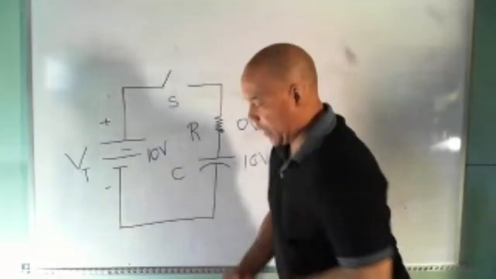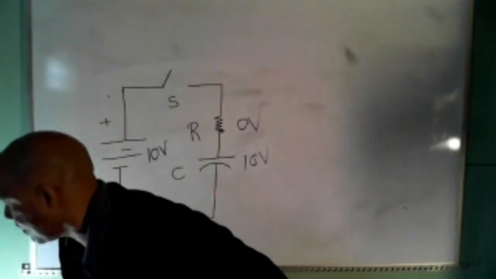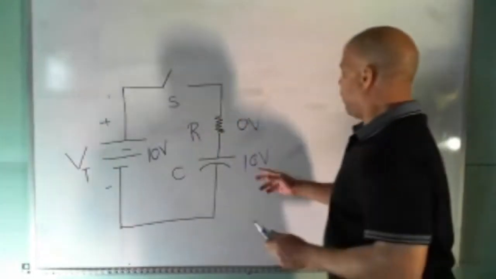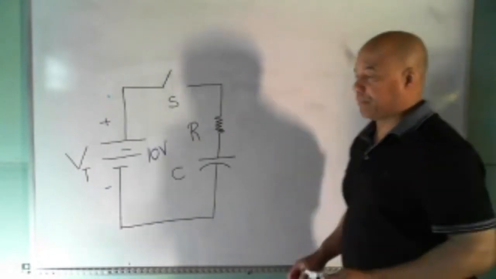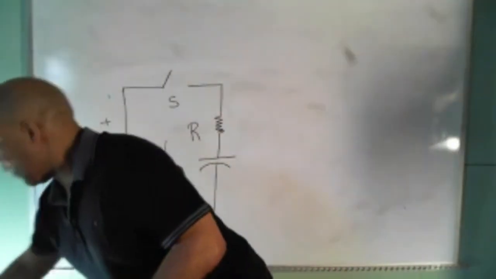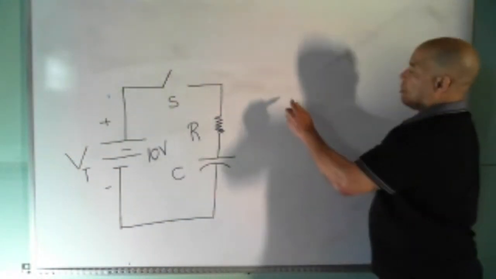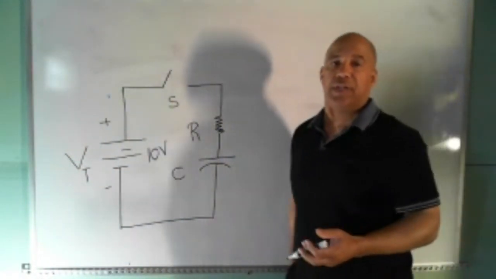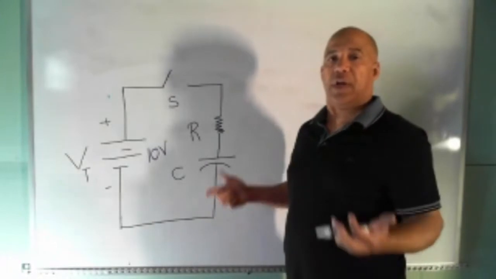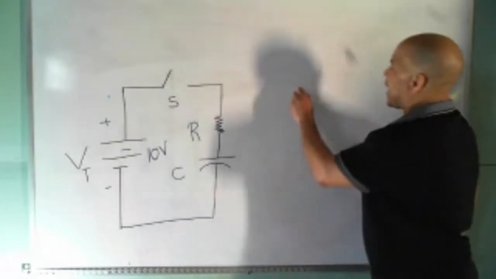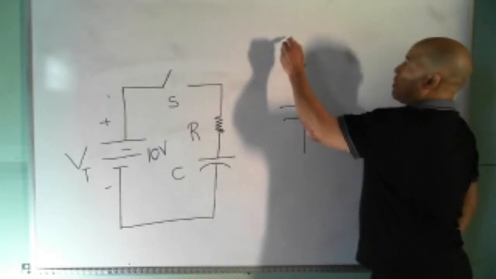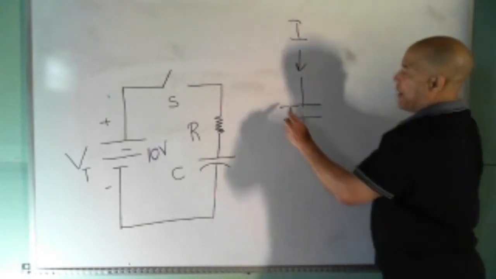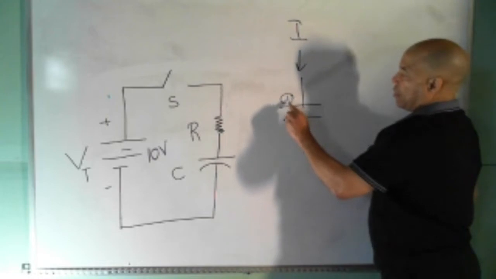So I'm going to go back and open up the switch. And we're going to assume there's no charge in the capacitor. So the capacitor is uncharged. Now the way the capacitor works, if you remember, our definition of voltage is a separation of charge. And when I charge a capacitor, what happens is current flows into the capacitor and deposits charge on the plate of the capacitor.